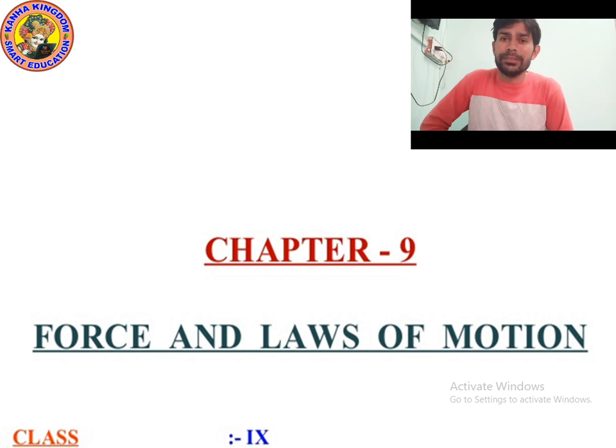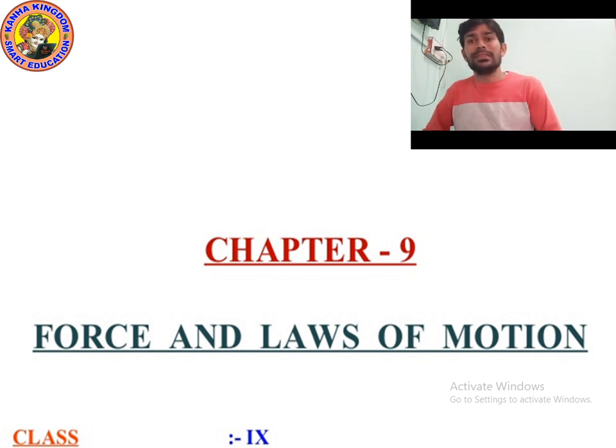And the third equation is 2as is equal to v square minus u square, where a is acceleration, s is distance, u is initial velocity and v is final velocity. So these are three equations.